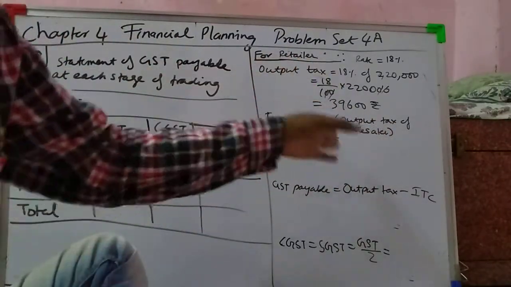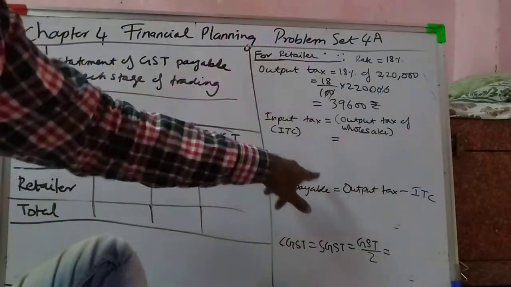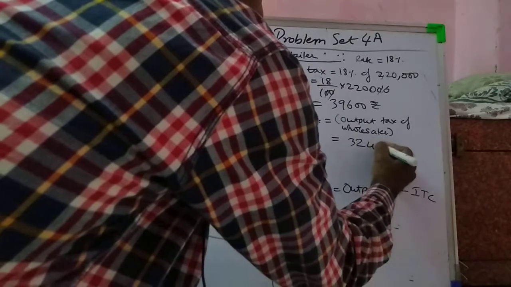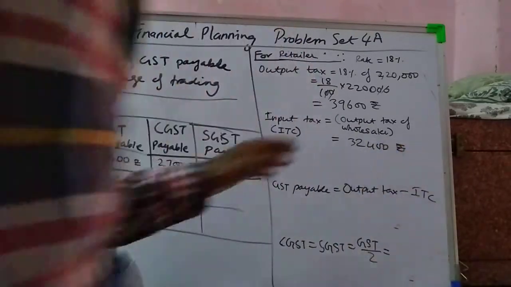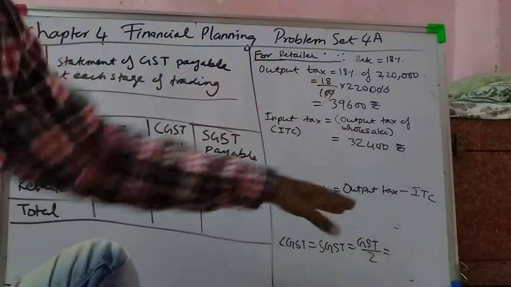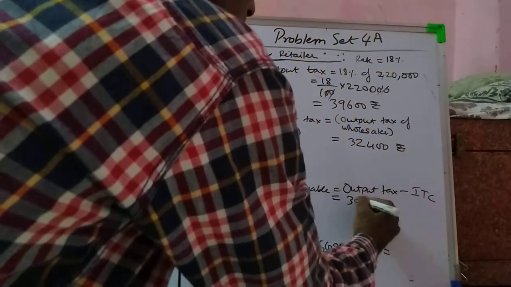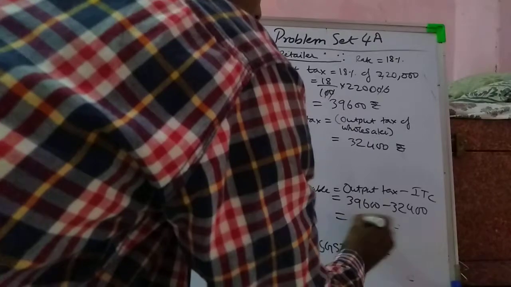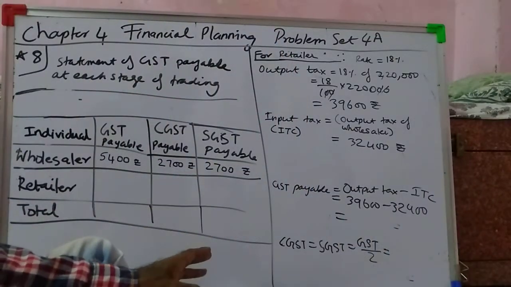For input tax, there is no need to calculate it, because the output tax of the wholesaler is nothing but the input tax for the retailer. So we already calculated that, 32,400 rupees. Simply subtract that from 39,600.